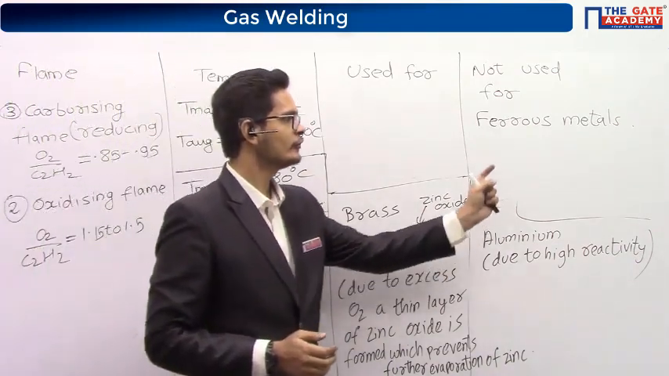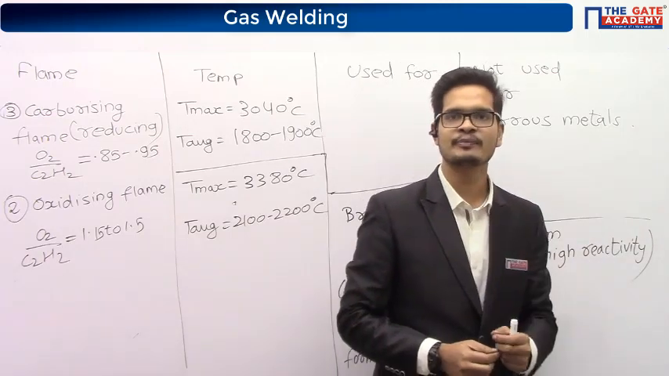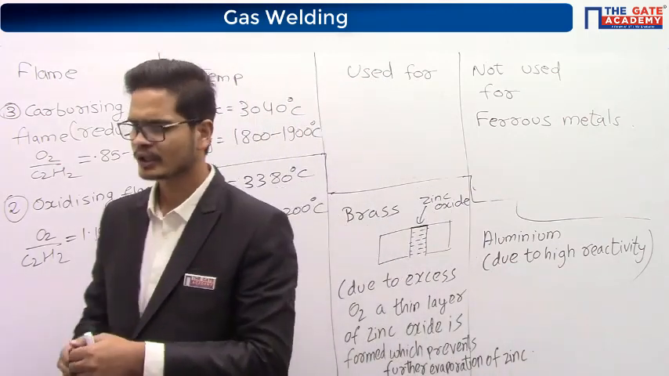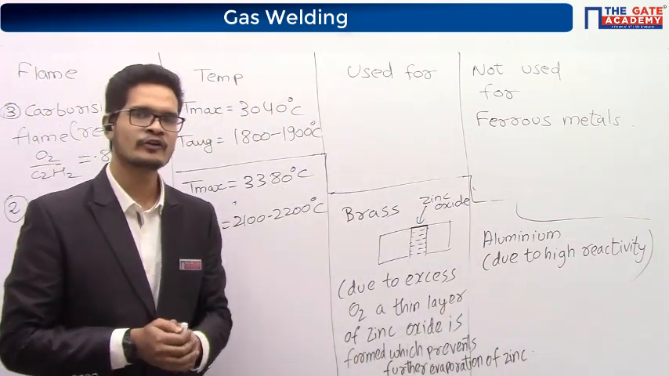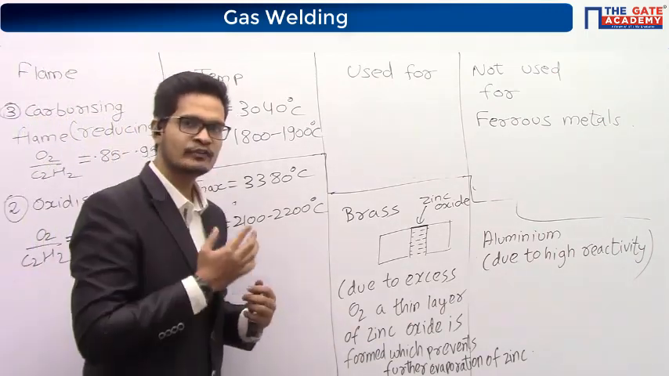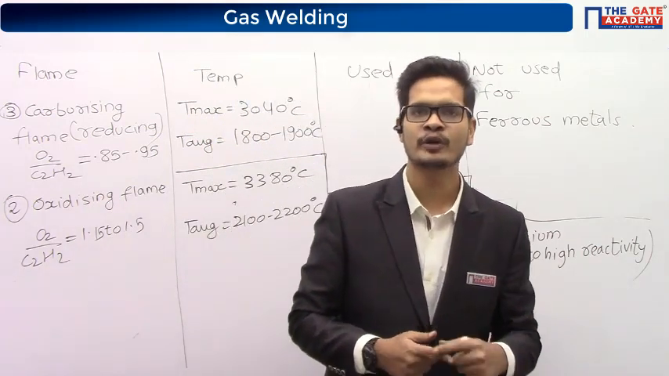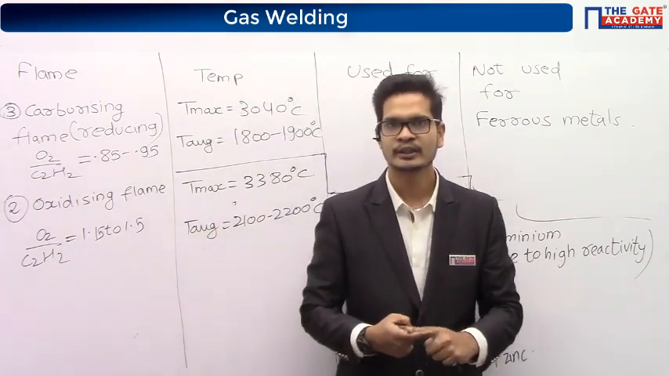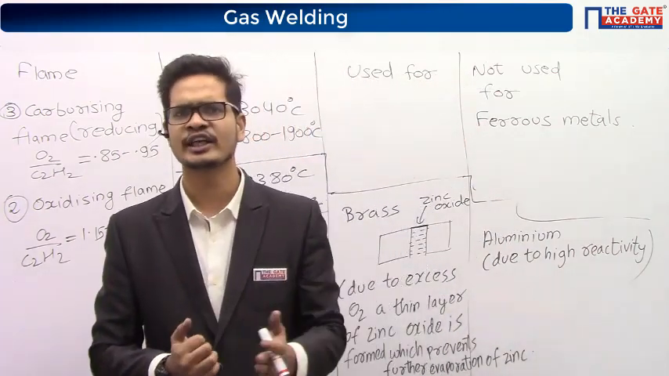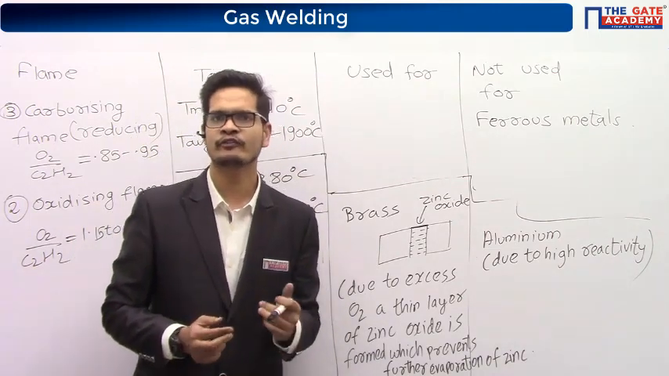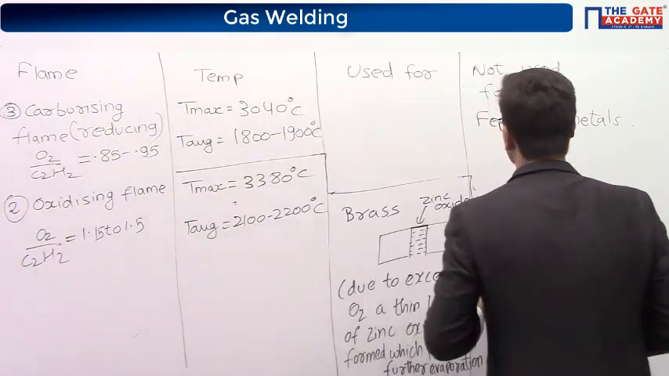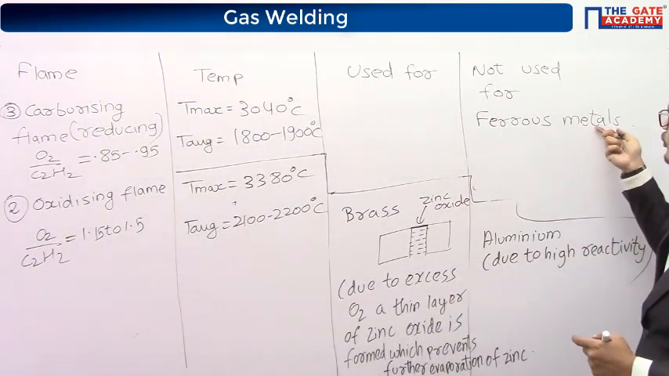Now if we are using ferrous metal, these ferrous metals have very good affinity for carbon. Because of this good affinity, they will easily absorb carbon. And when the ferrous metals absorb carbon, they become more and more brittle. Because of this increased brittleness, the properties are changing. Increased brittleness is not always desirable. We always want some ductility, right? Therefore, the carbonizing flame is not used for welding of ferrous metals.